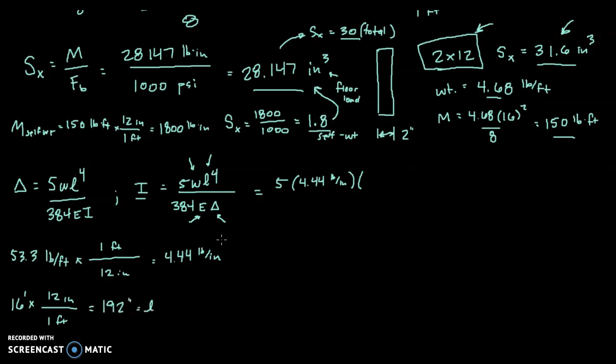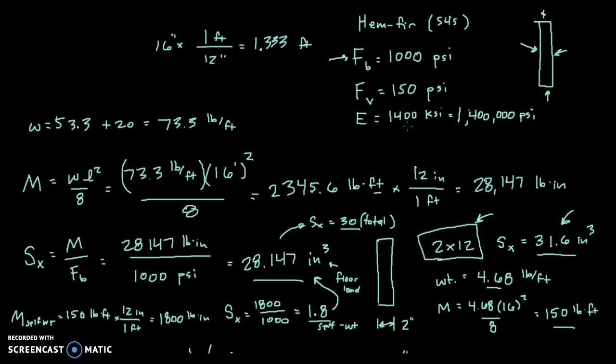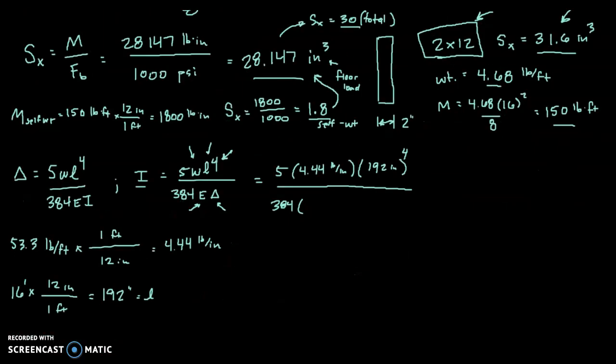That's our span length, 192 inches. Don't forget to take that to the 4th power. It's real easy to accidentally forget about exponents. Over 384 times E. Now we had looked up E earlier. I think I wrote it down. Yep, it's 1400 KSI or 1,400,000 PSI.